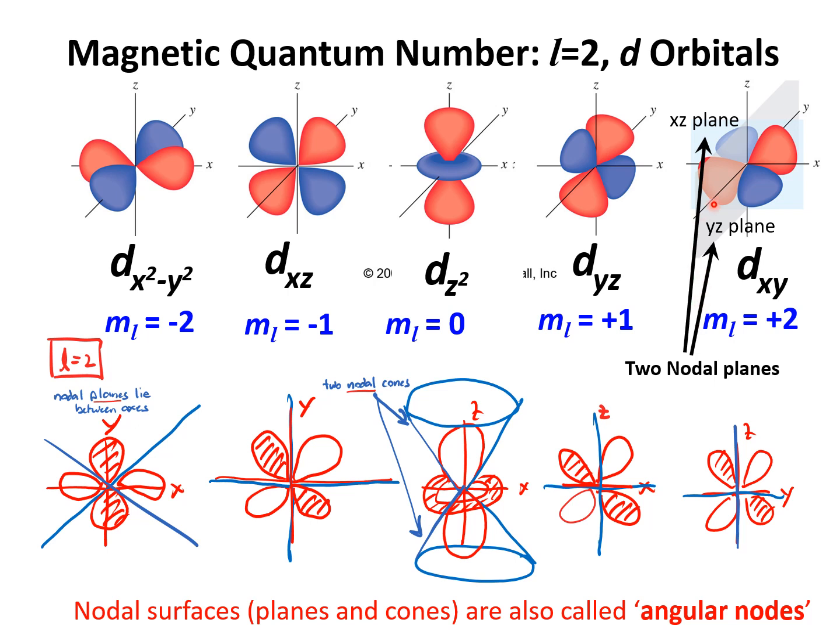We can see here that each d orbital has 2 nodal planes. For 3 of the d orbitals, those nodal planes lie along the axes. For one of the d orbitals, the nodal planes lie between the axes, and that's the case for dx squared minus y squared. Dz squared is a little bit different because it doesn't have 2 nodal planes, but it has 2 nodal surfaces or nodal cones shown here. So once again, you should be able to draw the d orbitals as well as draw the nodal surfaces or nodal planes.